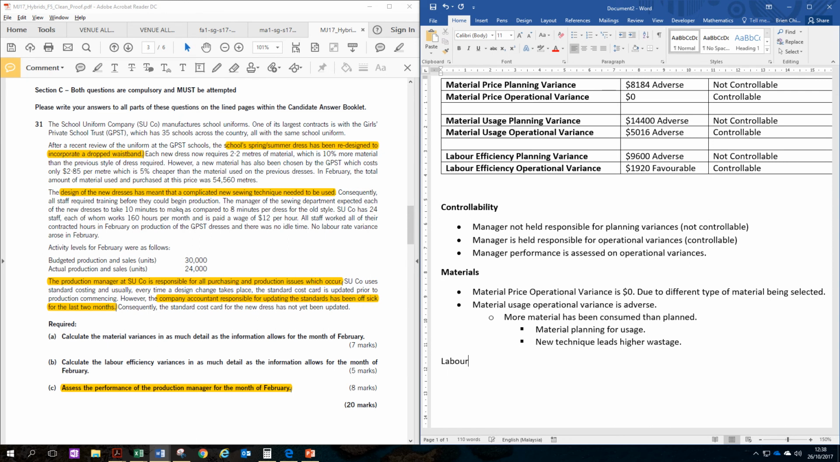Now let's talk about labor. As far as labor is concerned, we only have one operational variance, which is the efficiency operational variance. Now the labor efficiency operational variance is favorable. 1920 is favorable. Now we need to keep in mind that the planning variance is adverse because the new dresses are expected to take 10 minutes longer. As you can see over here, new dresses are expected to take 10 minutes longer. So the planning variance is adverse, but it's not controllable. We don't worry about that. However, the labor efficiency variance is favorable. That kind of looks good. Appears that the manager has done a good job.